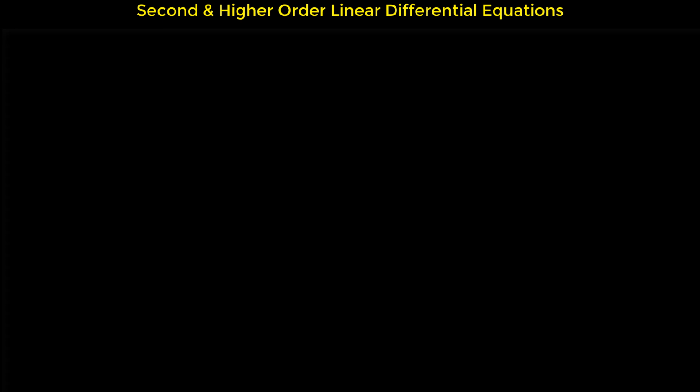In this video, I'm going to show you some more examples of second order and higher order linear differential equations with constant coefficient. The first example is y double prime plus y prime minus 2y equals 0, and the initial conditions are y of 0 is 4 and y prime at 0, the derivative of y at the point 0, equals 1.